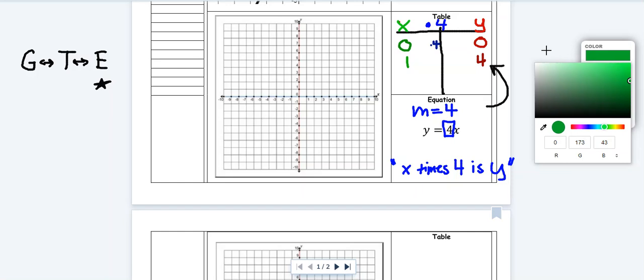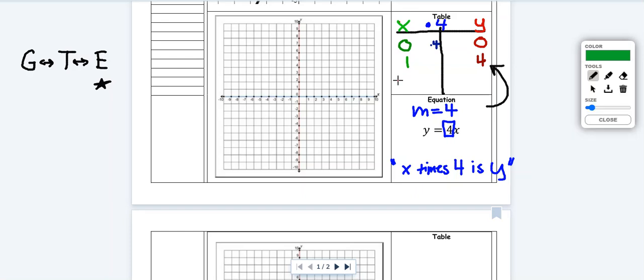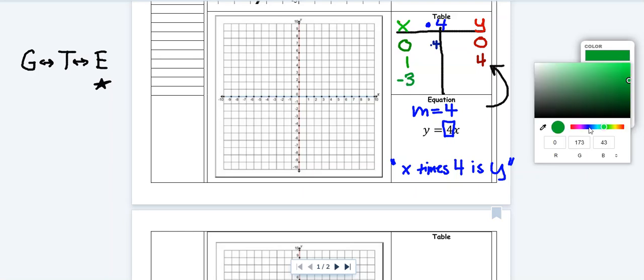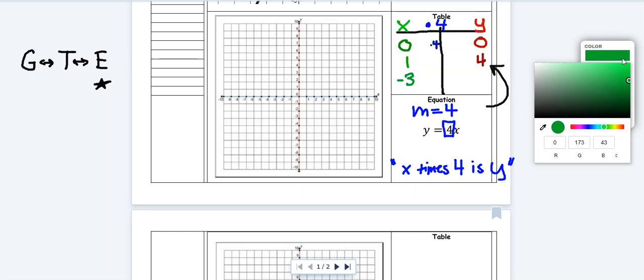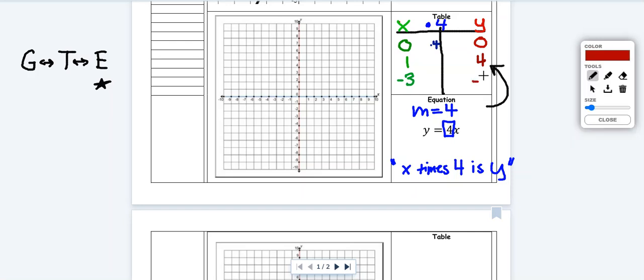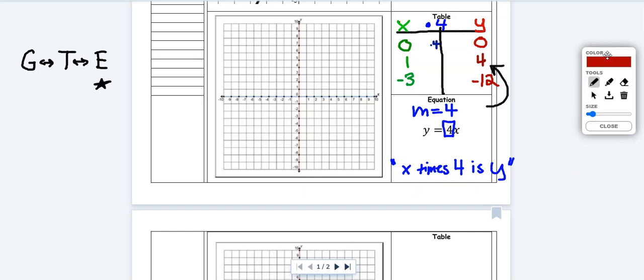So, let's try a slightly different number. Let's do a negative. It doesn't matter what we choose. We start with -3. We apply the relationship, x times 4, or an input of -3 times 4, will get out a -12. Now I've got 3 different points I can graph to create a line.